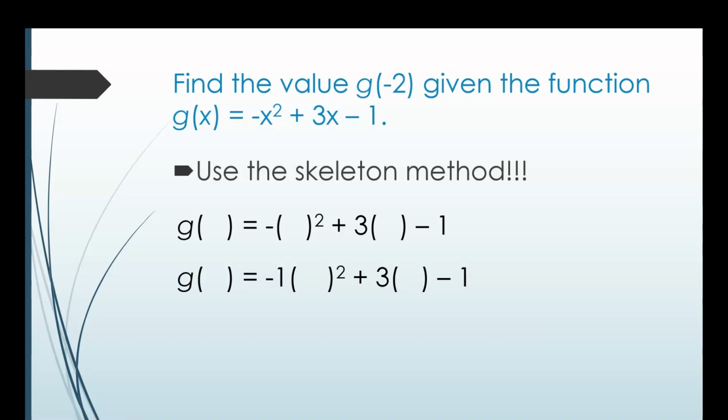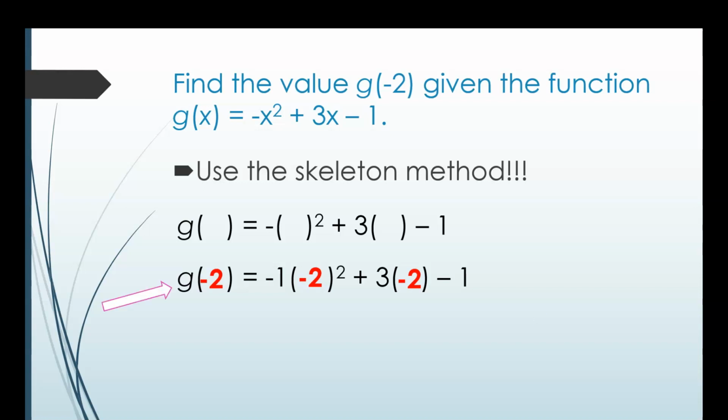Okay, now what we do is we input the given value of the variable. We were told to find g of negative 2. So that means everywhere that we have an empty set of parentheses, we're going to replace it with the value of negative 2. And then all we have to do is carry out our order of operations on the right side of the equal sign.